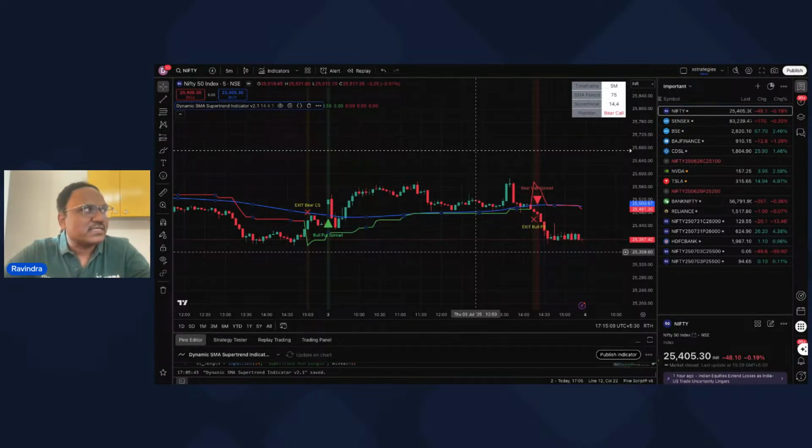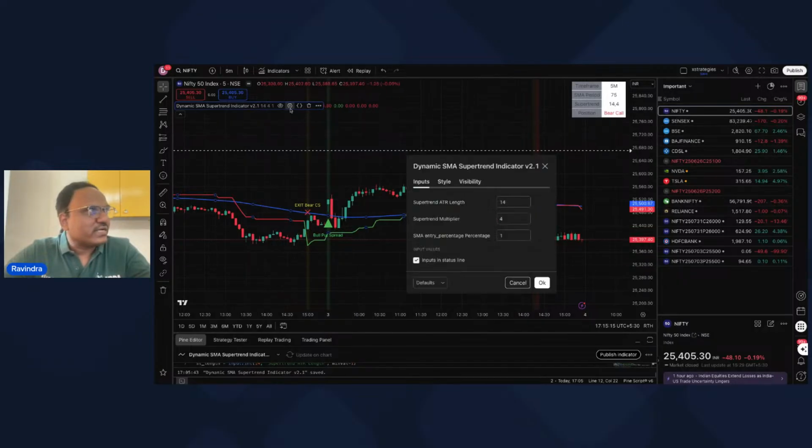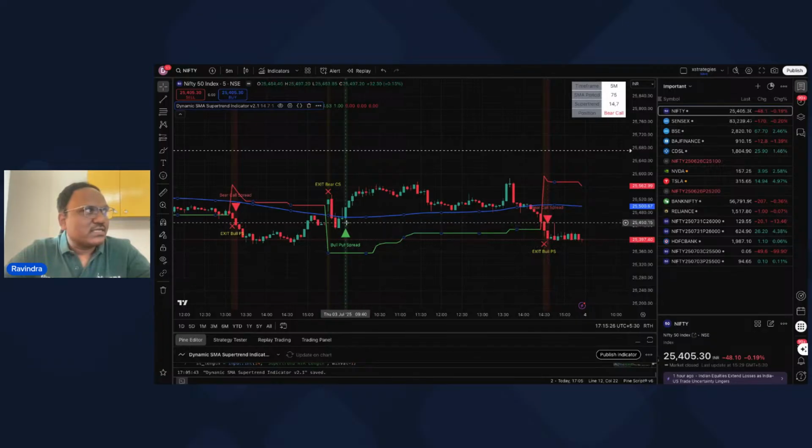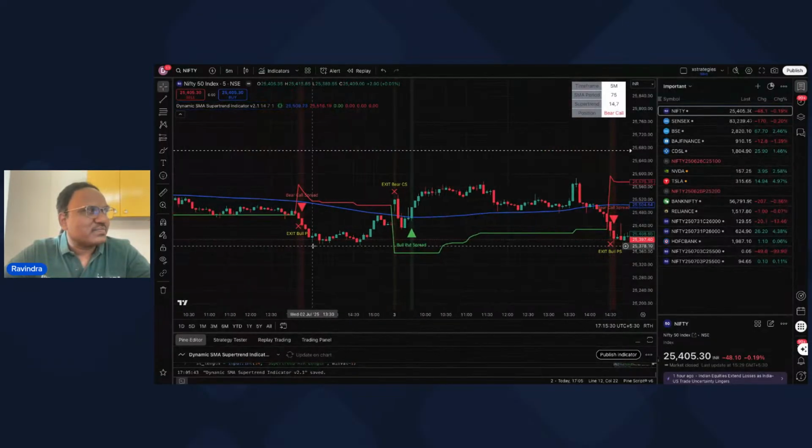For example, somebody says, I do not want too many signals, I just want probably 1 or 2 signals in a day. Then you go here and change the Supertrend. So let's say this is 14, let's make it 7, double of this. Now, yeah, you got one signal here, and then you got one more at 2:30. There is not much of a change.